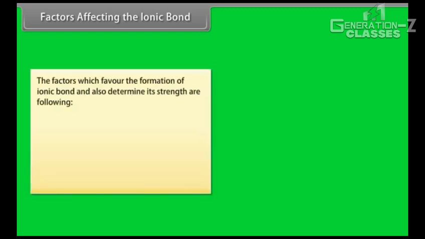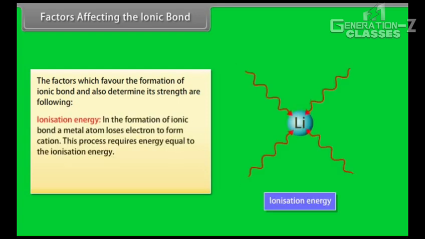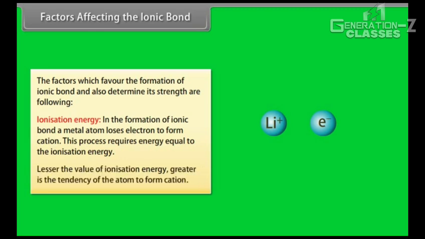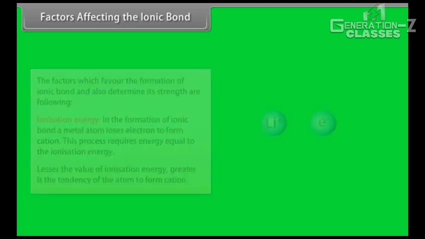Factors affecting the ionic bond. The factors which favor the formation of an ionic bond and also determine its strength are the following. Ionization energy. In the formation of an ionic bond, a metal atom loses an electron to form a cation. This process requires energy equal to the ionization energy. The lesser the value of ionization energy, the greater is the tendency of the atom to form a cation.